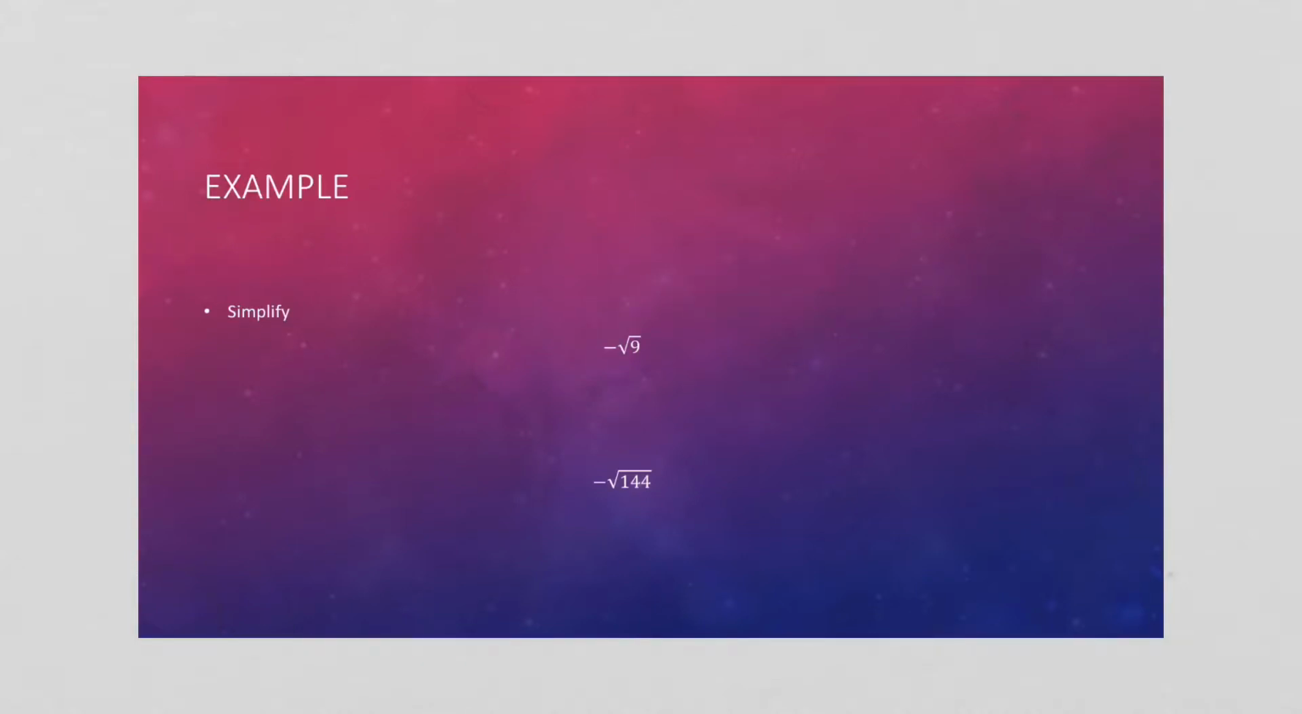Okay, so notice these have negative signs on the outside. So that means that I want the negative of whatever this answer is. So first, take the square root of 9, which is 3, and because there's a negative out front, this answer will be negative 3. Now on the bottom one, square root of 144 is 12. Because there's a negative out front, I need to have a negative sign in front of this number.